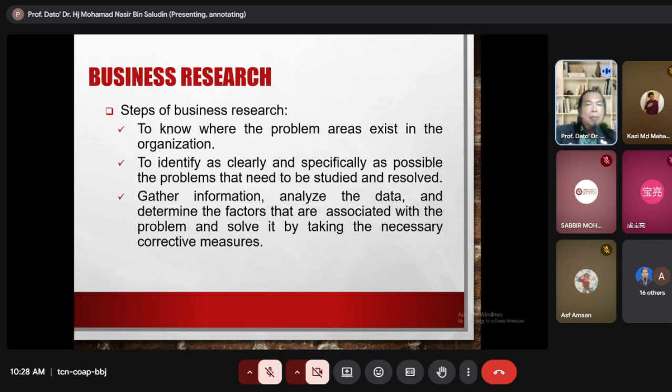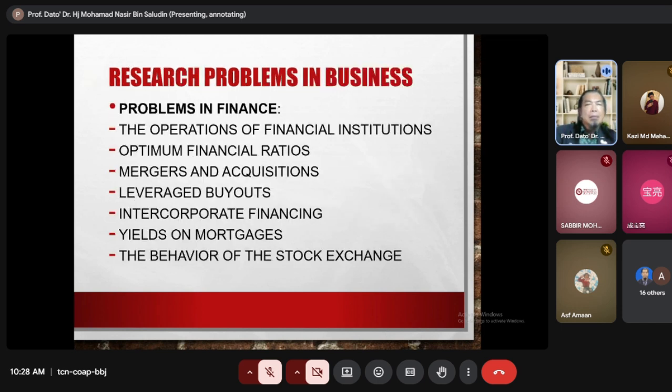And then the steps of research: to know where the problem area exists in the organization, you must have evidence, must have a report, you know, to identify as clearly and specifically as possible the problem that needs study to resolve. Or you interview the higher level people to make sure whether the problem occurs or not, gather information, analyze the data, determine the factors that are associated with the problem, and solve it by taking the necessary corrective measures.